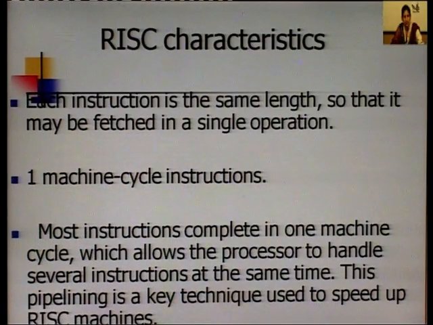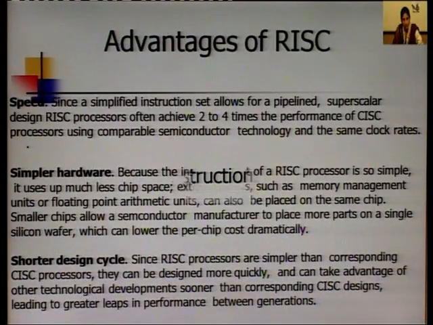One machine cycle instructions are used. Most instructions complete in one machine cycle, which allows the processor to handle several instructions at the same time. This pipelining is a key technique used to speed up RISC machines. The basic purpose of designing a RISC architecture is to reduce the number of instructions and to save memory space.